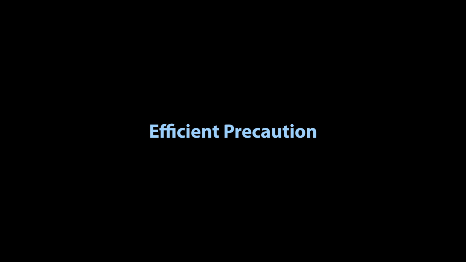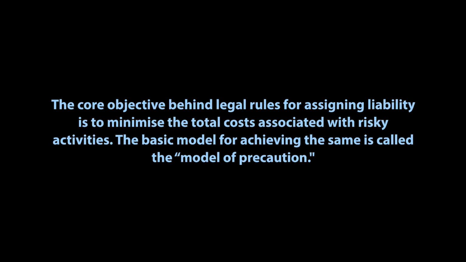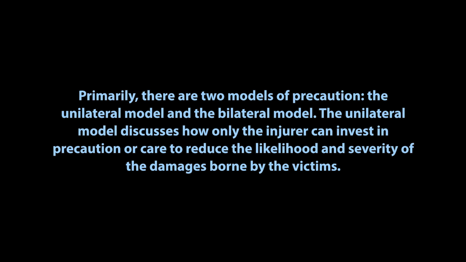Let us now understand about the efficient precaution. The core objective behind legal rules for assigning liability is to minimize the total cost associated with risky activities. The basic model for achieving the same is called the model of precaution. Primarily, there are two models of precaution, the unilateral model and the bilateral model.